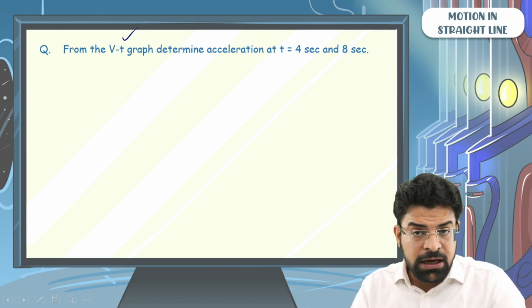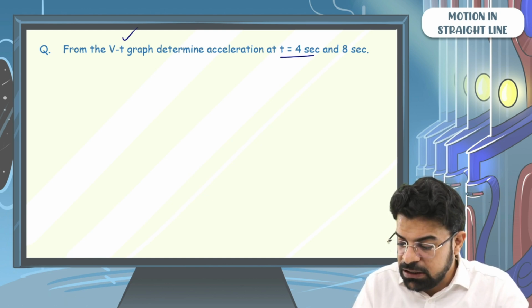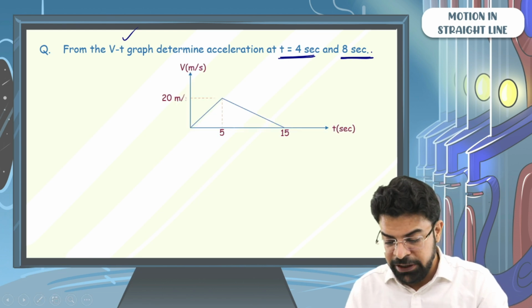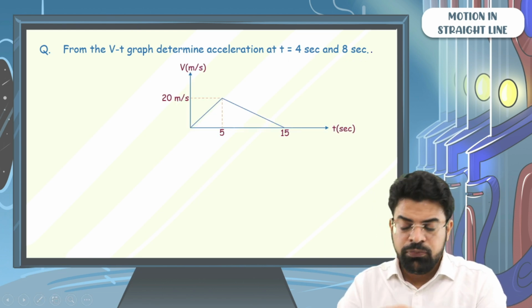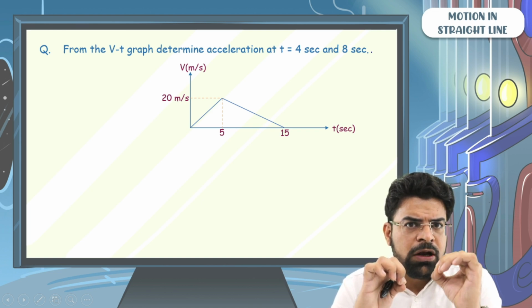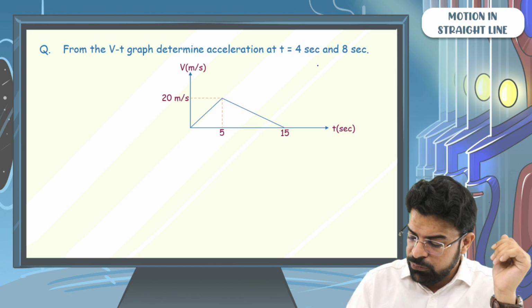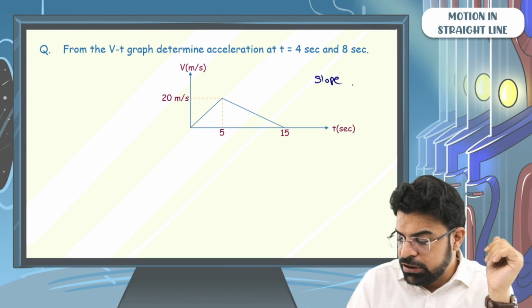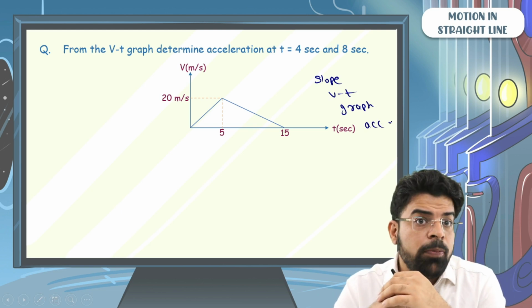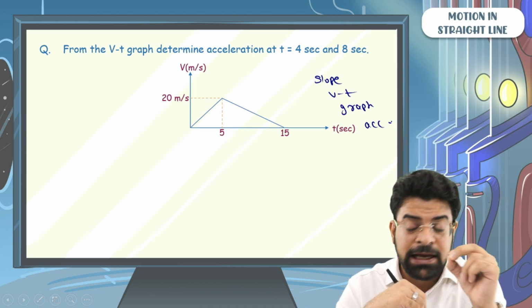From the VT graph, determine the acceleration at time equals to 4 seconds and time equals to 8 seconds. So here we have got a VT graph. First of all, how do we find the acceleration from a velocity time graph? Sir, the slope of velocity time graph, the slope of VT graph gives us acceleration.